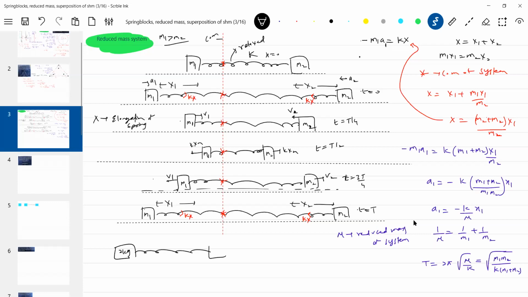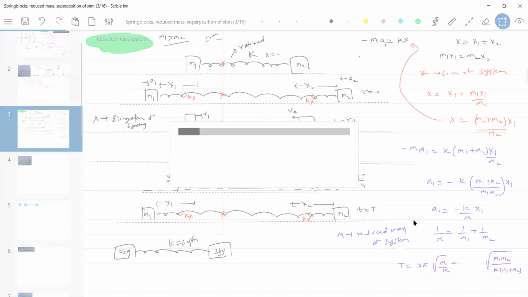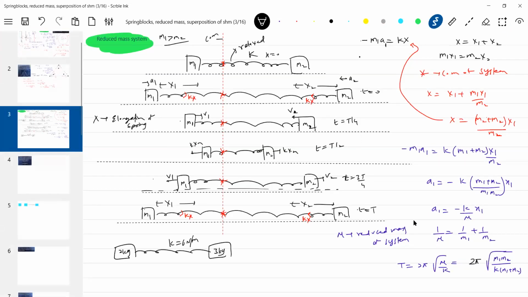2 kg block, 3 kg block, K equal to 6 Newton per meter. This 2 pi is there, no? So I'll write. What is the value of mu? 1 by mu is equal to 1 by 2 plus 1 by 3. So mu is equal to how much? 1.2 kg. Then time period T equals 2 pi root of mu by K. Substituting this, I'll get pi seconds.